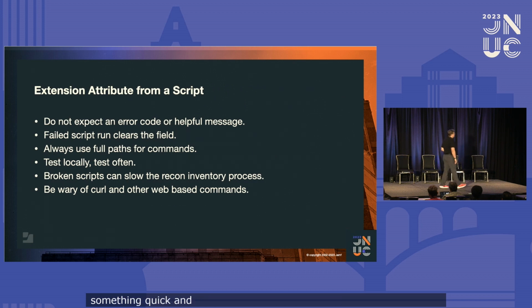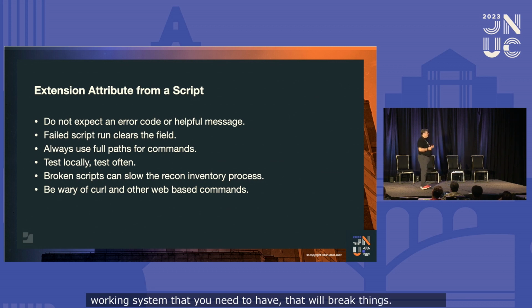All right, some more stuff. Don't expect an error code or helpful message out of your script. It's not going to happen. It's not looking for that. Again, a failed script clears the field. So if you thought it had something and then it went bad, let's say your conditional didn't work, you don't get what you wanted, then you clear that data out. And if that is something related to the scope and working system that you need to have, that will break things. So always use full paths. If it's not just Jamf, it's going to be the full path for Jamf.